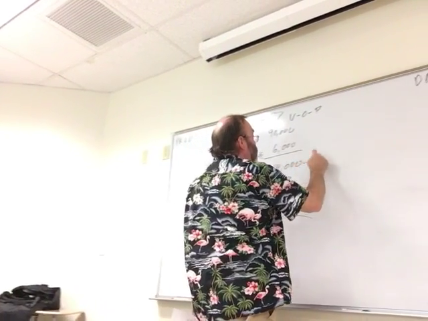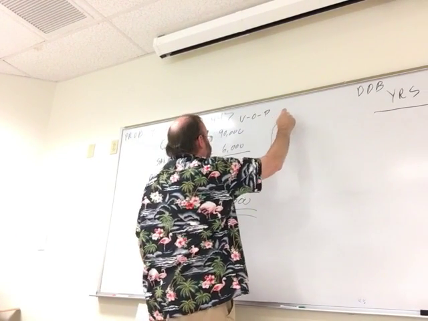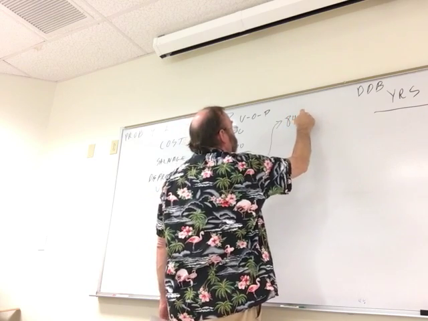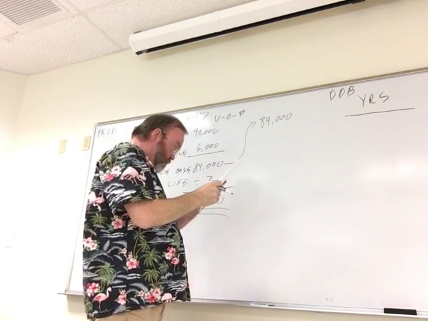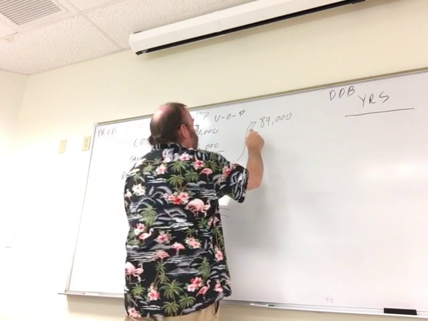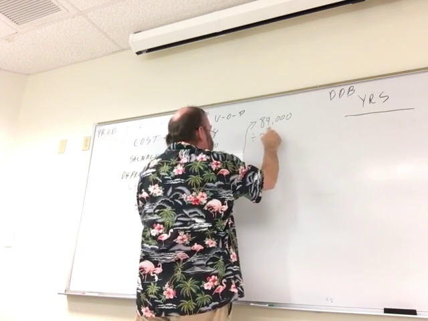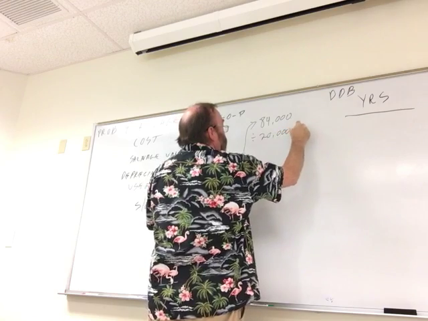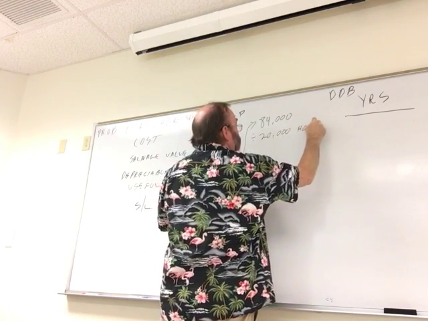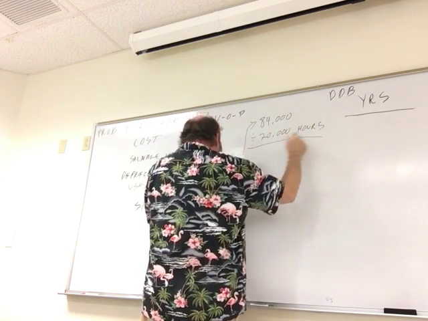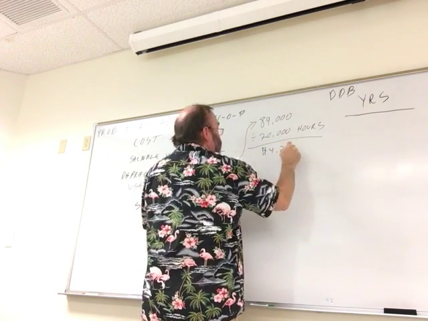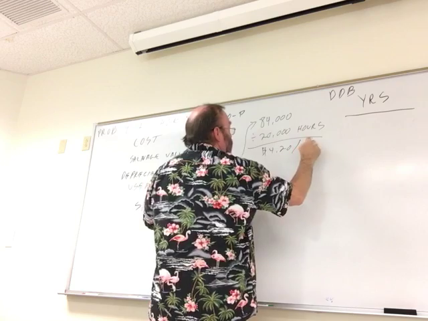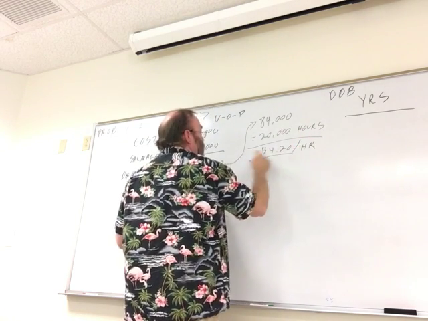Using the same depreciable base of $84,000 under units of production, only now you're going to divide it by 20,000 hours. And that's going to give you a $4.20 per hour rate.